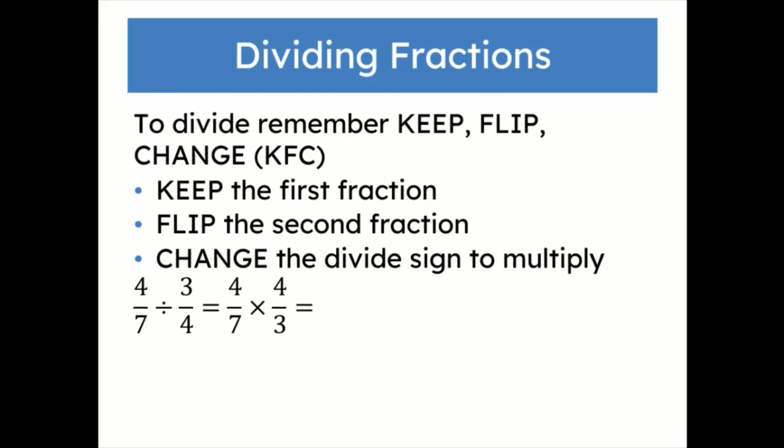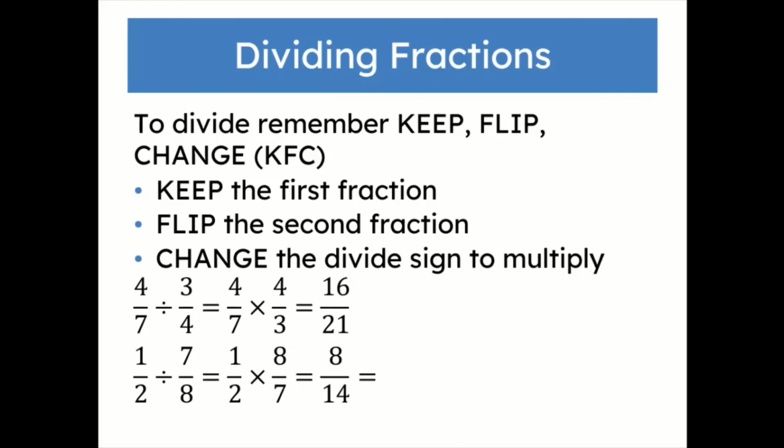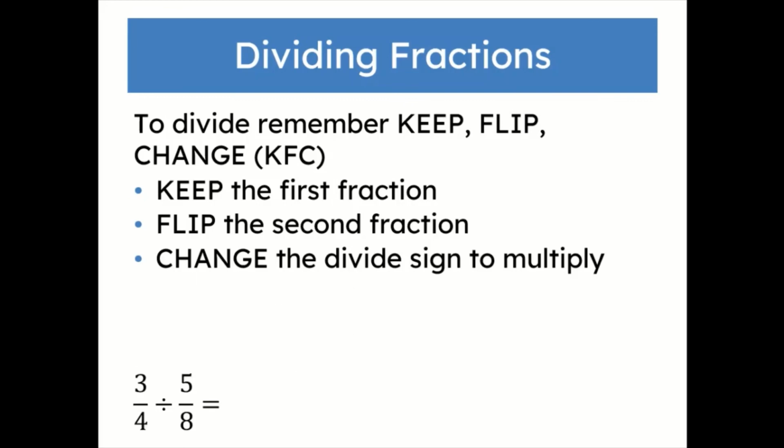We multiply the top and the bottom. 4 4s are 16. 7 3s are 21. It's 16/21. Half divided by 7/8. Well, keep the first fraction as a half, flip the second to get 8/7, and multiply, and I get 8/14, and that simplifies to 4/7.